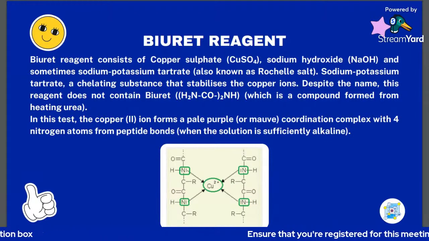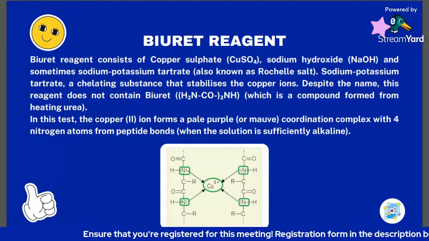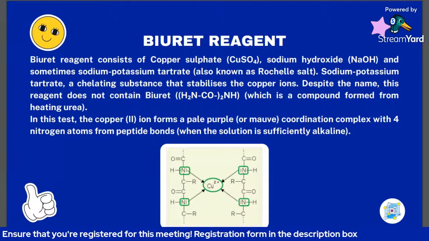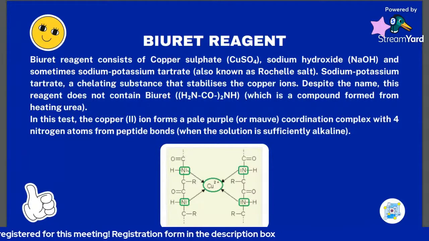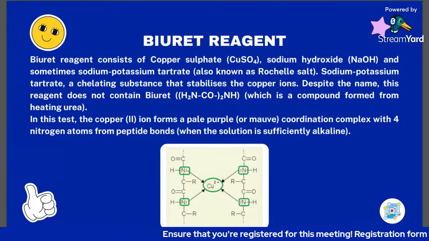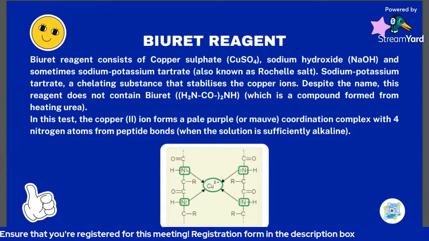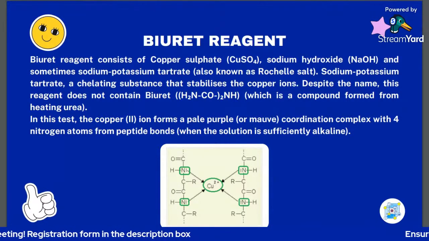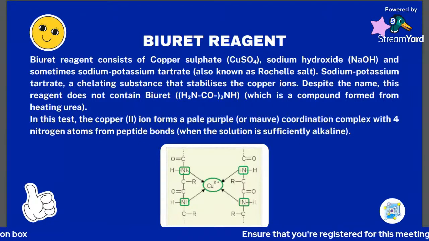So the Biuret reagent consists of copper sulfate, sodium hydroxide, and sometimes sodium potassium tartrate is added to the solution. The sodium potassium tartrate is a chelating substance. So what it does is something similar to what your trisodium citrate does in your Benedict reagent. So your sodium potassium tartrate just stabilizes the copper ions.